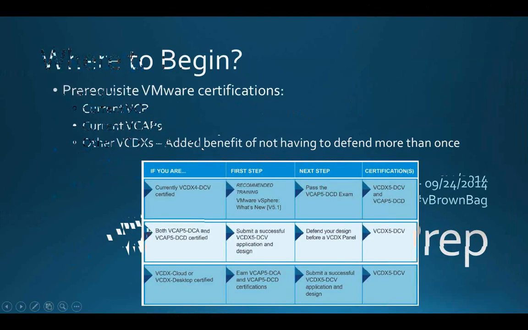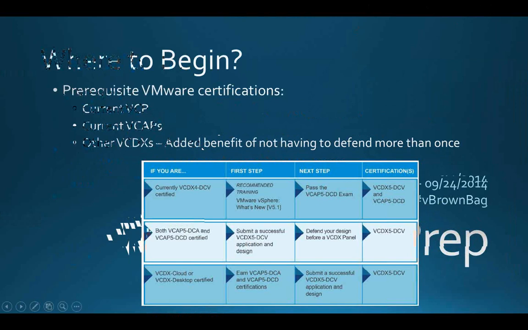So where to begin? There are some prerequisites that you have to cover. I think these should have been covered pretty well already, but just a refresher here. You have to have your current VCP, so at this point it's VCP 5 in whatever track you're going down, whether it's data center virtualization or desktop, cloud, or network virtualization. So just another quick caveat: this is pretty much data center virtualization centric, although a lot of it will apply across the different tracks.